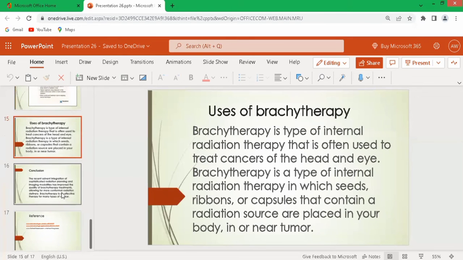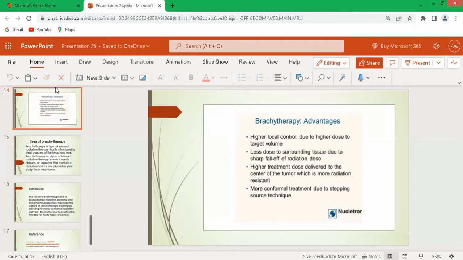Some advantages of brachytherapy: higher local control due to higher dose to target volume, less dose to surrounding tissue due to sharp fall of radiation dose, high treatment dose delivered to the center of the tumor, which is more radiation resistant, and more comfortable treatment due to stepping source technique.